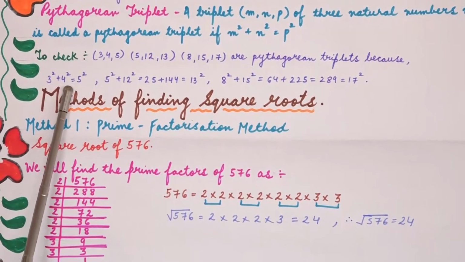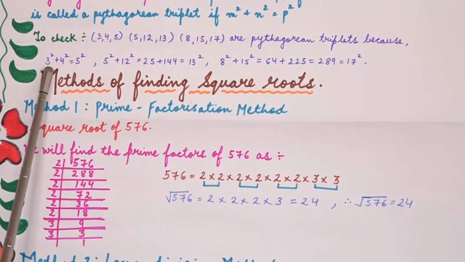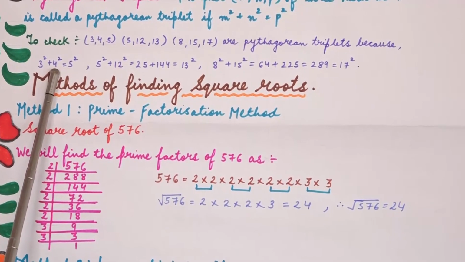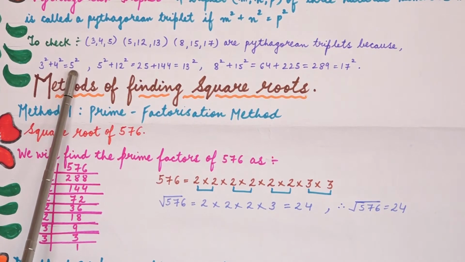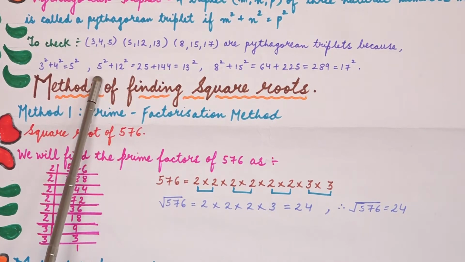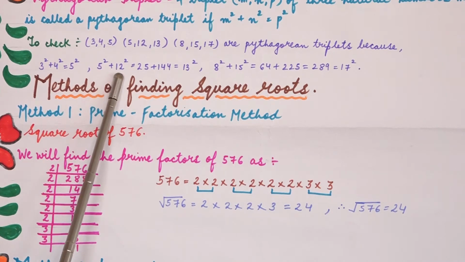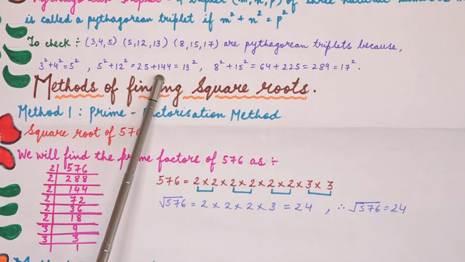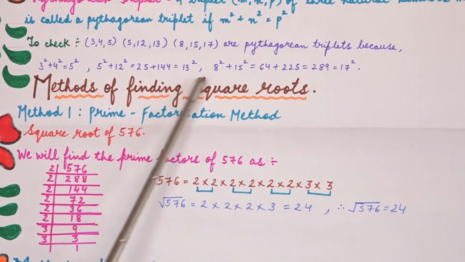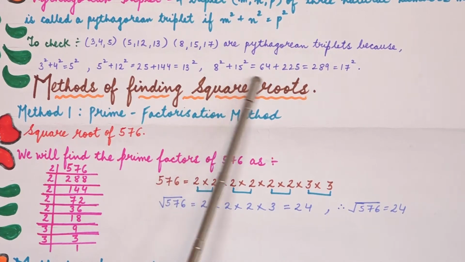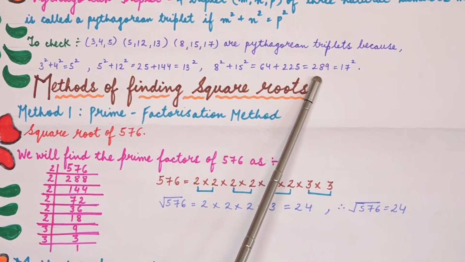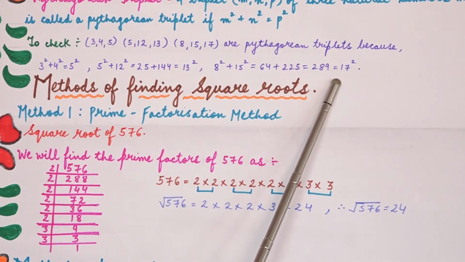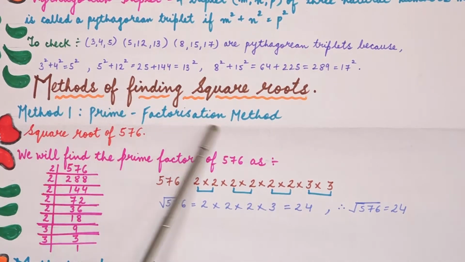We know 3 square plus 4 square is equal to 5 square. The square of 3 is 9, 4 square is 16, so 9 plus 16 is equal to 25, which is the square of 5. Now the next example: square of 5 and square of 12 is 25 plus 144, equal to 169, which is the square of 13. 8 square plus 15 square is 64 plus 225, equal to 289, which is the square of 17. Now there are certain methods of finding square roots.